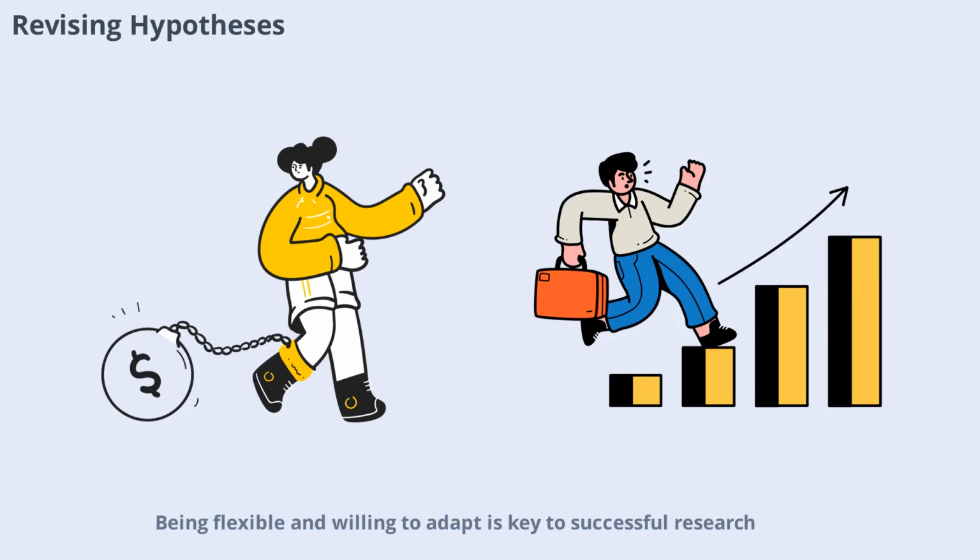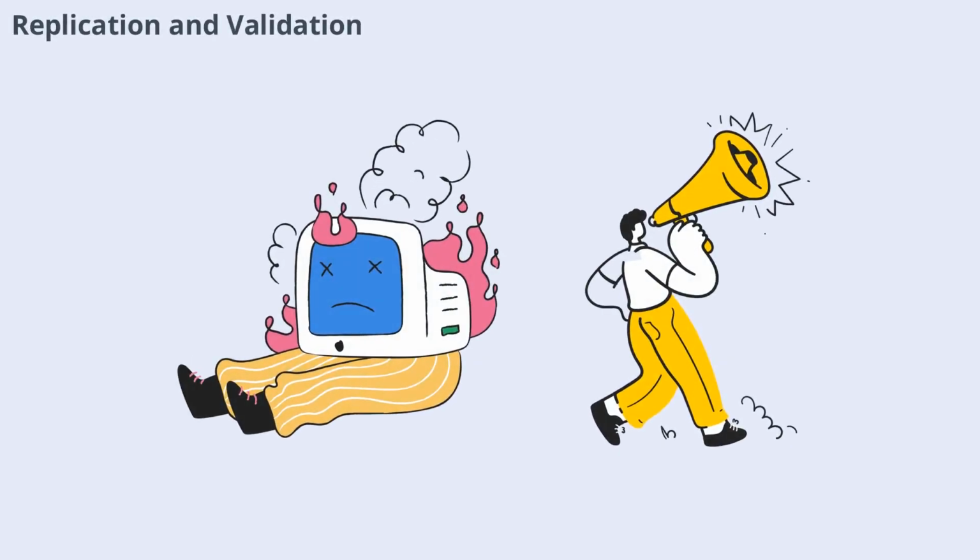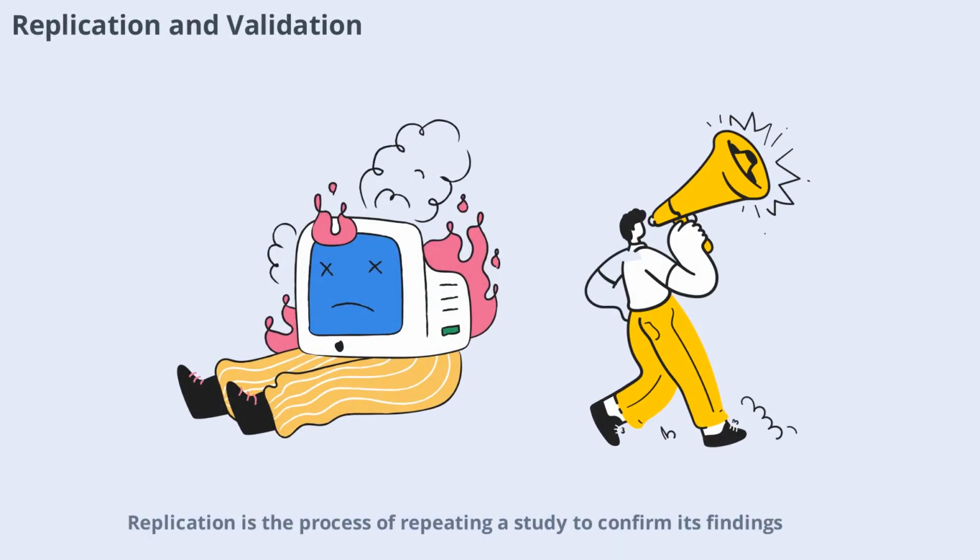Being flexible and willing to adapt is key to successful research. Replication is the process of repeating a study to confirm its findings. In medical research, replication and validation are crucial for building confidence in results. If a hypothesis is supported by multiple studies, it becomes more widely accepted and can influence clinical practice and policy.